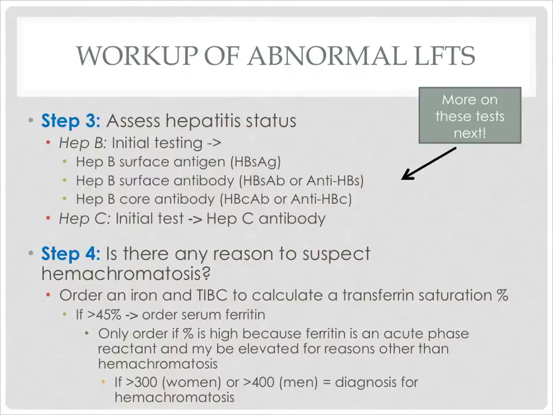Now, if that does not yield anything, then you should ask yourself in step 4 here now, is there any reason that this patient would have hemochromatosis? And if you're suspecting that, then what you want to do is order an iron and a total iron binding capacity. And then you're going to calculate a transferrin saturation. If that saturation is greater than 45, you're going to order a serum ferritin. Now, you only will order the serum ferritin if the transferrin saturation is greater than 45.